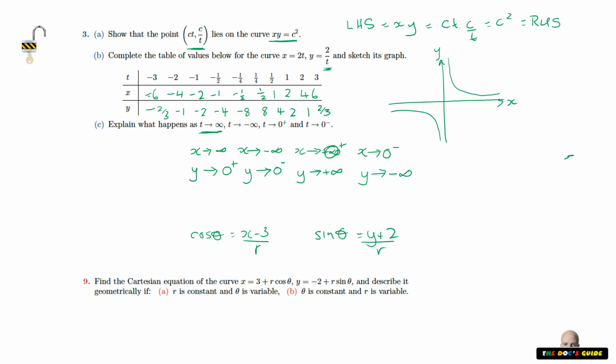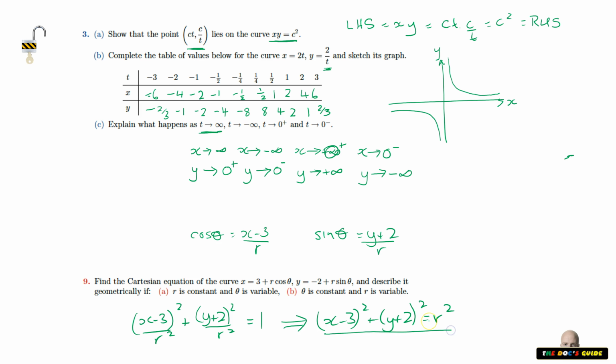And then if we make use of the fact that sine squared plus cos squared equals 1, then if I square sine, I'll get y plus 2 on r squared, and if I square cos, I'll get x minus 3 all squared on r squared, and that equals 1. So therefore x minus 3 squared plus y plus 2 squared equals r squared. So I'm talking about a circle, with the center at 3, -2, and a radius of r.